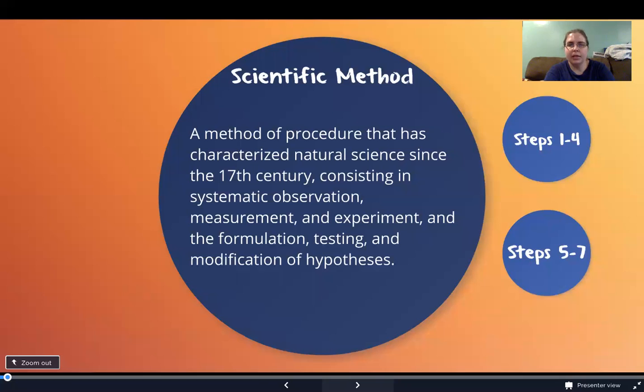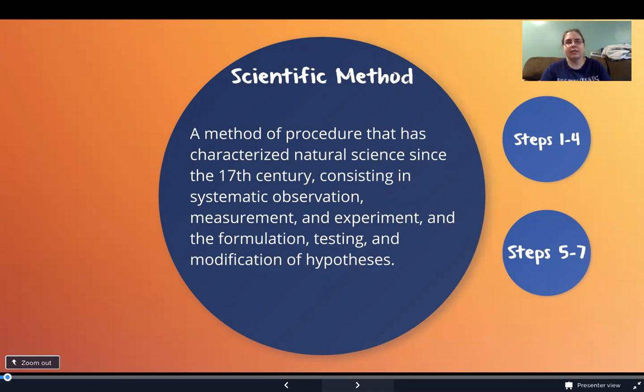So first, what is the scientific method? Now, a lot of us have heard of it, done it, etc. So we know what it is, but let's define it a little bit. It's a method of procedure that has characterized natural science since the 17th century, consisting of systemic observation, measurement, and experiment, and the formulation, testing, and modification of hypotheses.